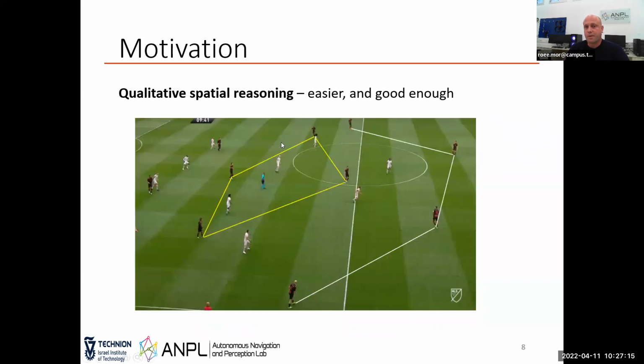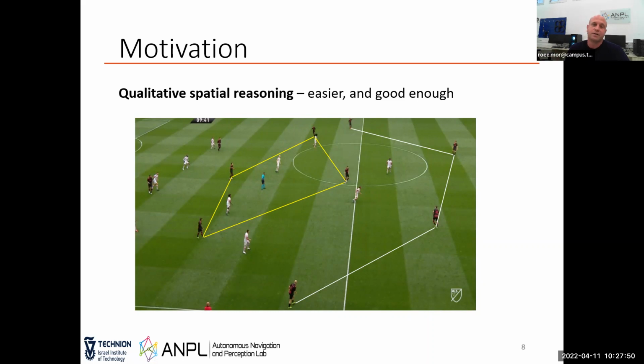Another example, when you see the sport analytics on TV, the professional sport analysts, they try to infer tactics and the position of a specific player in reference to others. So they don't use a global frame to say metrically where each player is located on the field. They just use qualitative reasoning. They know if a player is behind the defense line or in front of the defense line and stuff like that.